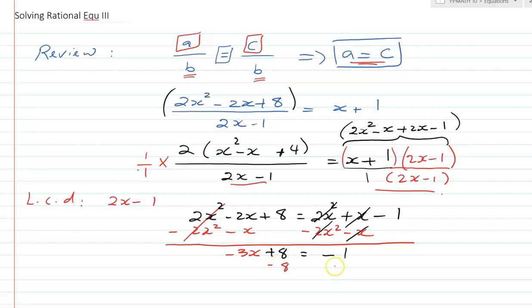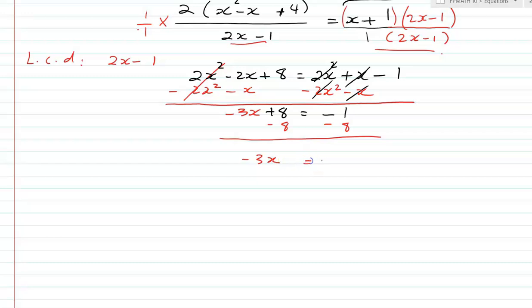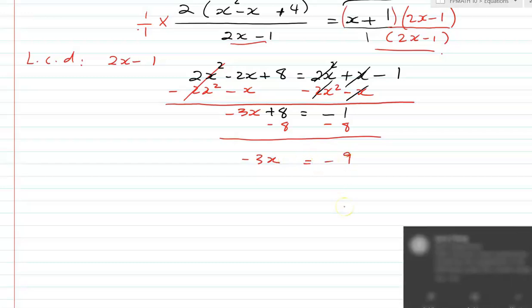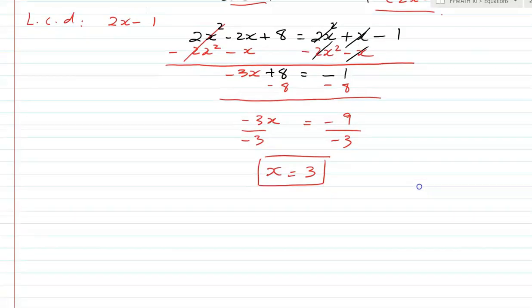The last thing we have to deal with is the positive 8. We have to subtract 8 from both sides, and the final part will be minus 3x equal to minus 9. Then divide both sides by the coefficient of x, and x will be equal to 3 in this case.